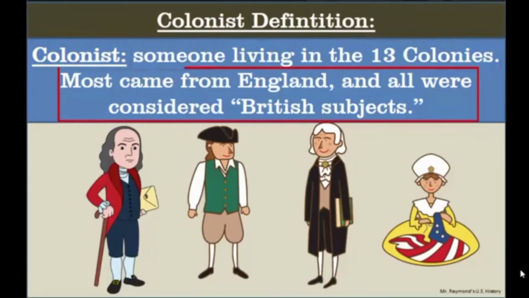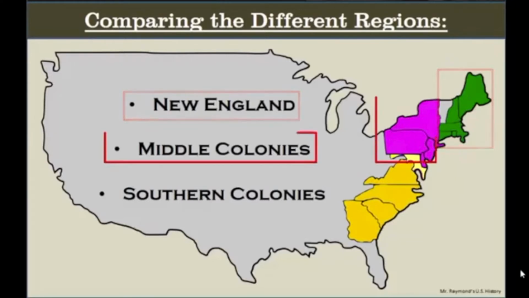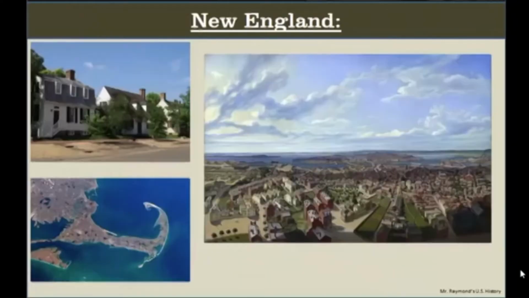Most of the colonists were from England, and all of the colonists would eventually be considered British subjects. So when talking about the different regions of colonial America, we divide the colonies up into 3 sections: New England, the Middle Colonies, and the Southern Colonies. So let's start to the north in New England.